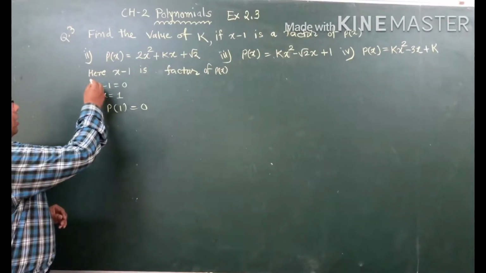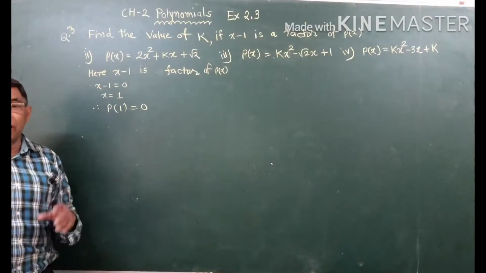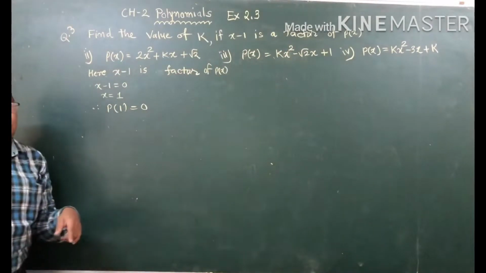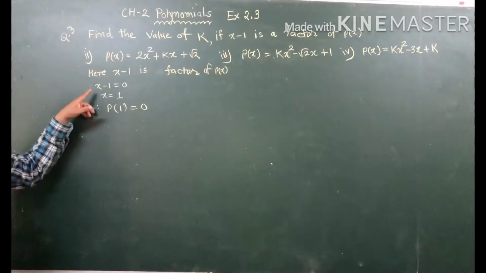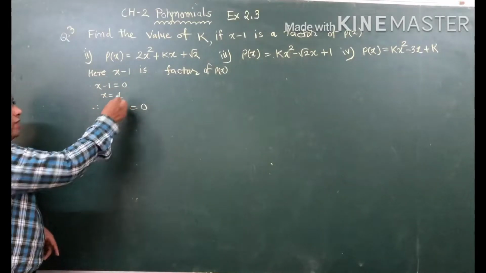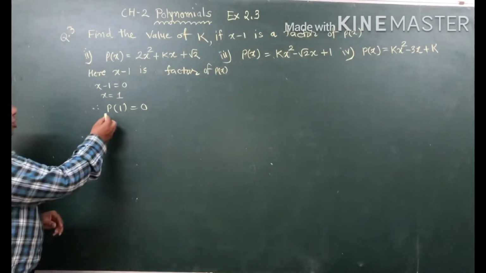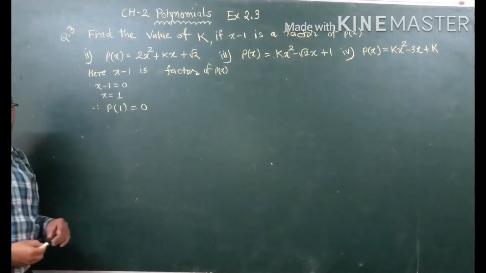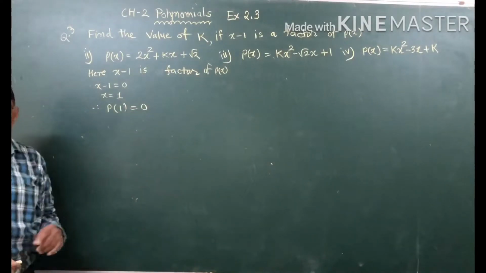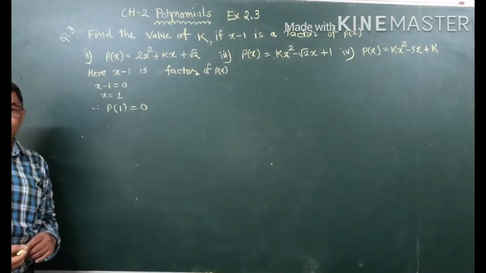See, x minus 1 is a factor of p(x), which is already given to us. If we set x minus 1 equal to 0, then we get x equal to 1. So p of 1 equals 0. If x minus 1 is a factor, then p of 1 is equal to 0 according to the factor theorem.